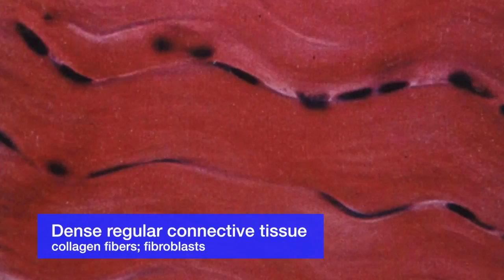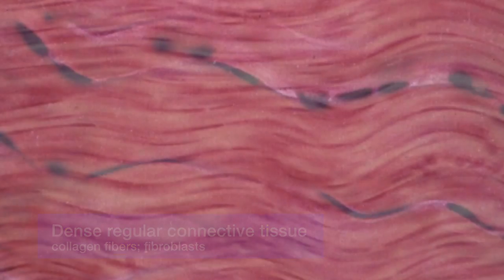Let's find out why it has such a name. Dense regular connective tissue consists mainly of collagen fibers regularly arranged in parallel bundles with fibroblasts in rows between bundles. That's why it has the name dense regular connective tissue. You see the collagen fibers and the fibroblasts, the round dots there. Next one, same dense regular connective tissue. Again, collagen fibers and fibroblasts in a row.